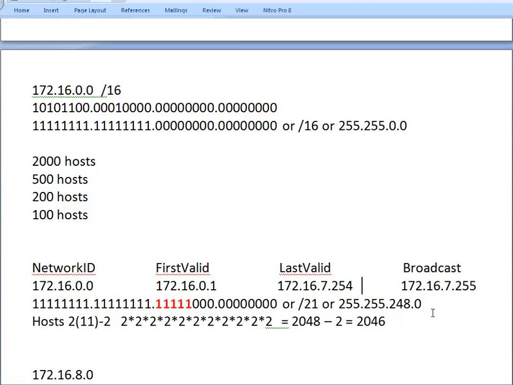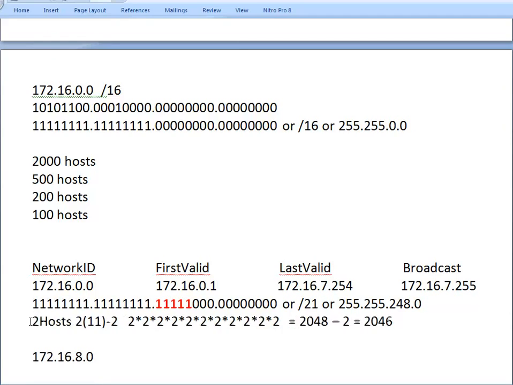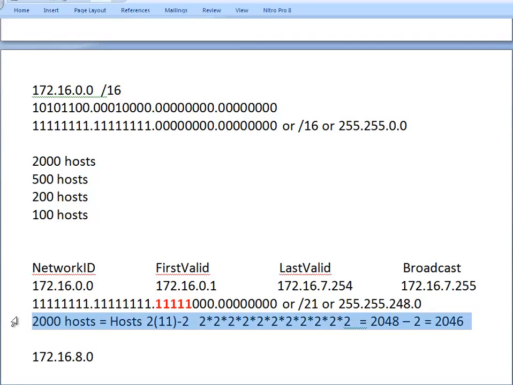From 0.1 up to 7.254 there are 2046 different combinations. So 0.1, 0.2, 0.3, 0.4, up to 0.255, then 1.0, 1.1, 1.2, up to 7.254. Okay, that's for the 2000 hosts.